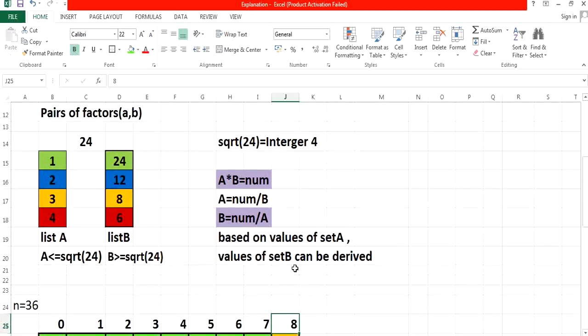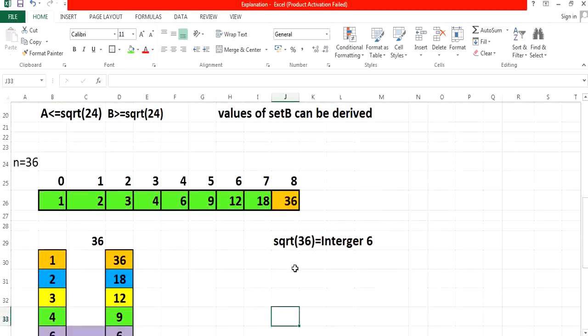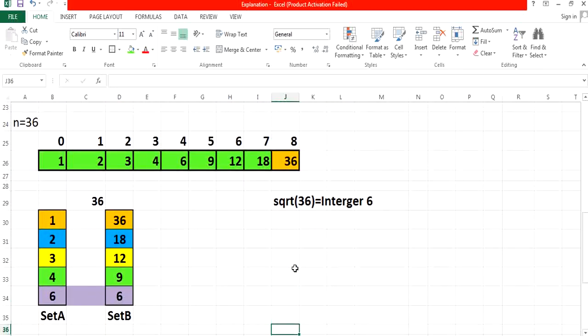If the given number is a perfect square, for example 36, what are the factors? 1, 2, 3, 4, 6, 9, 12, 18, 36. The square root of 36 gives you 6. So till 6 I will have the factors in list 1 or list A.